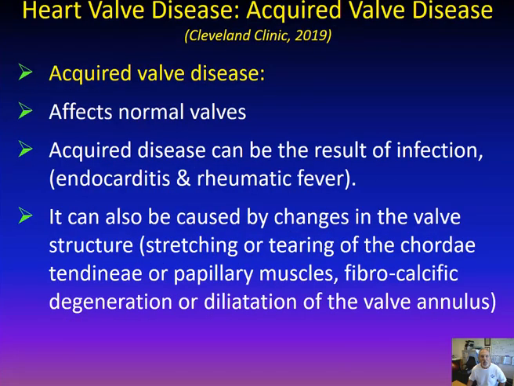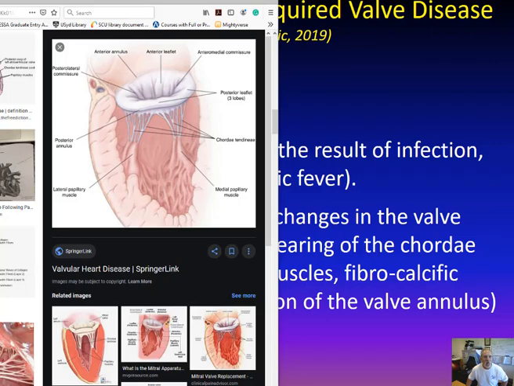Let me go back up so you can get a picture of that. Okay, so here's a picture, and this illustrates, you can see the papillary muscle and you can see the chordae tendineae. So what they do is they go from the papillary muscle, which connects to the heart wall, to the valve. And what happens is if they stretch, that means the valve is going to be loose. So the problem can occur either at the chordae tendineae or at the papillary muscle.